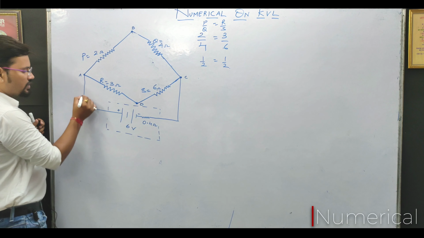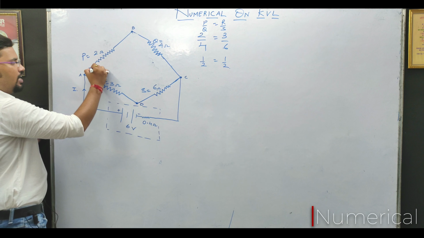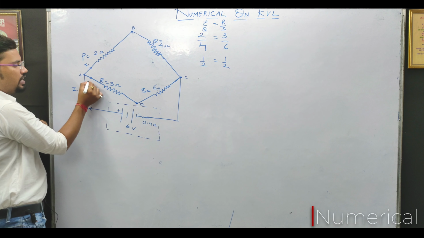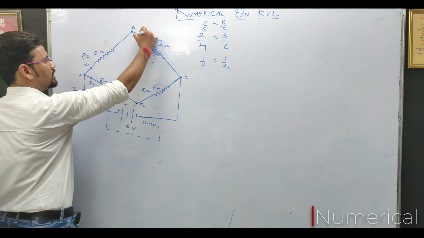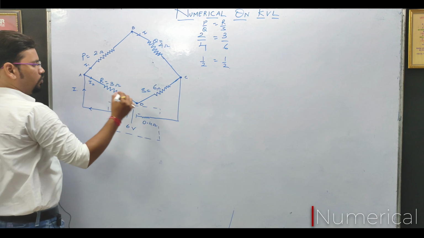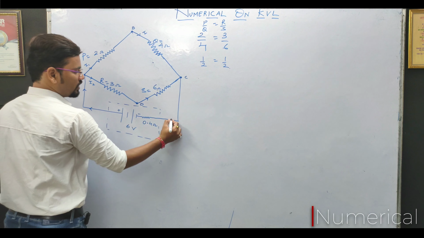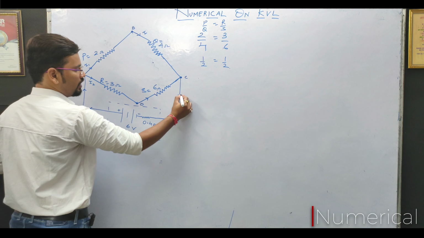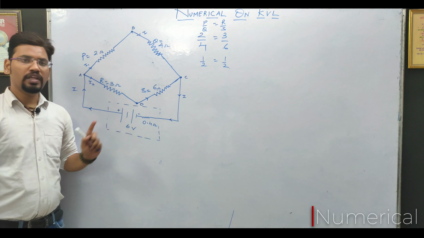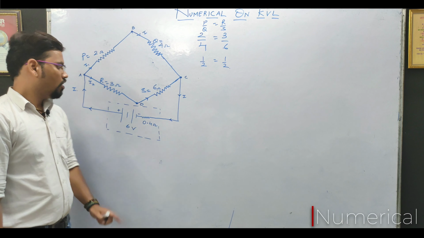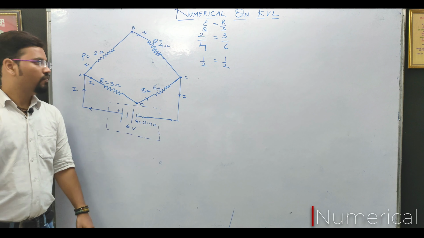From the positive terminal of the cell, we'll assume that current I flows. At node A, it will be split into two branches, I1 and I2. I1 current will pass through the resistance P and Q. I2 current will pass through the resistance R and S. And at point C, again both the currents will combine to form I. I1 and I2 will again combine to form the current I, which will go through the negative electrode of the cell of EMF 6 volt, and this is the internal resistance of the cell, 0.4 ohm.